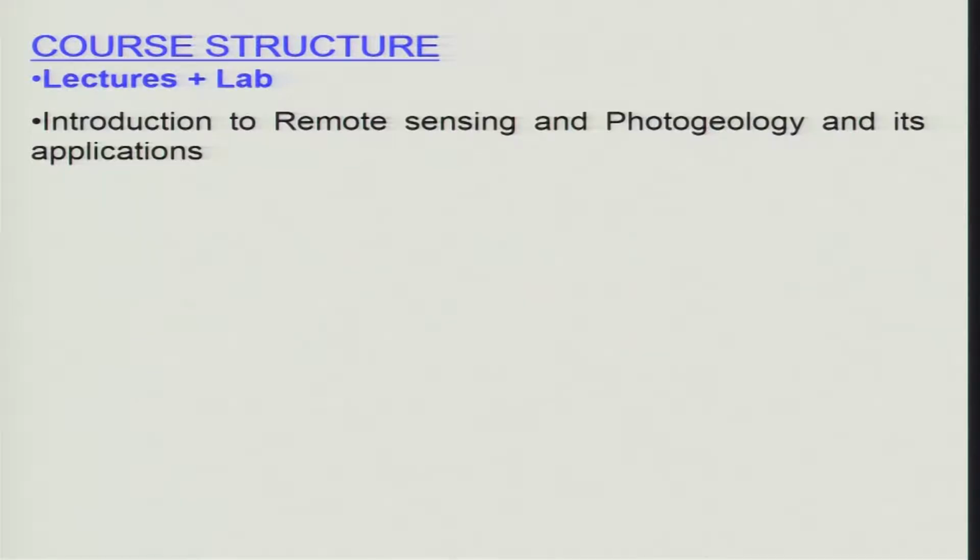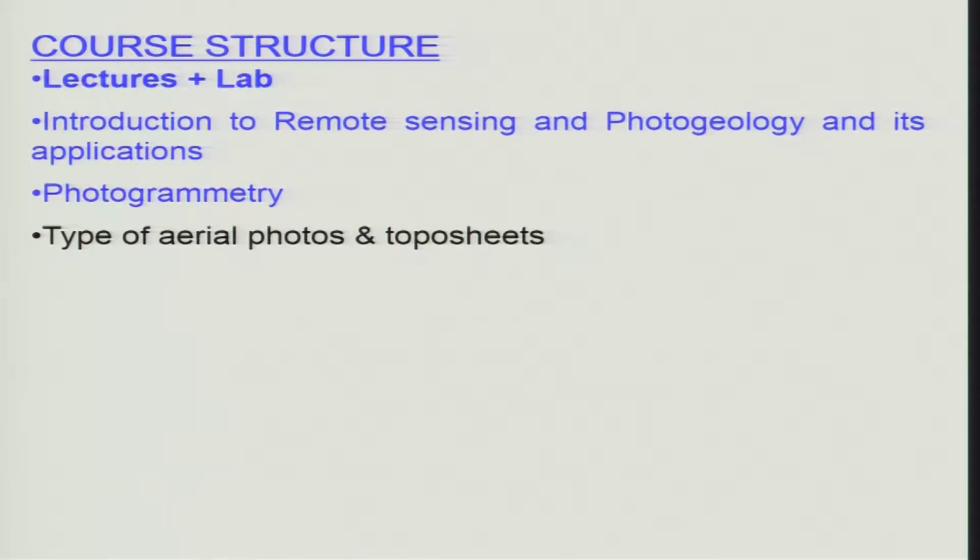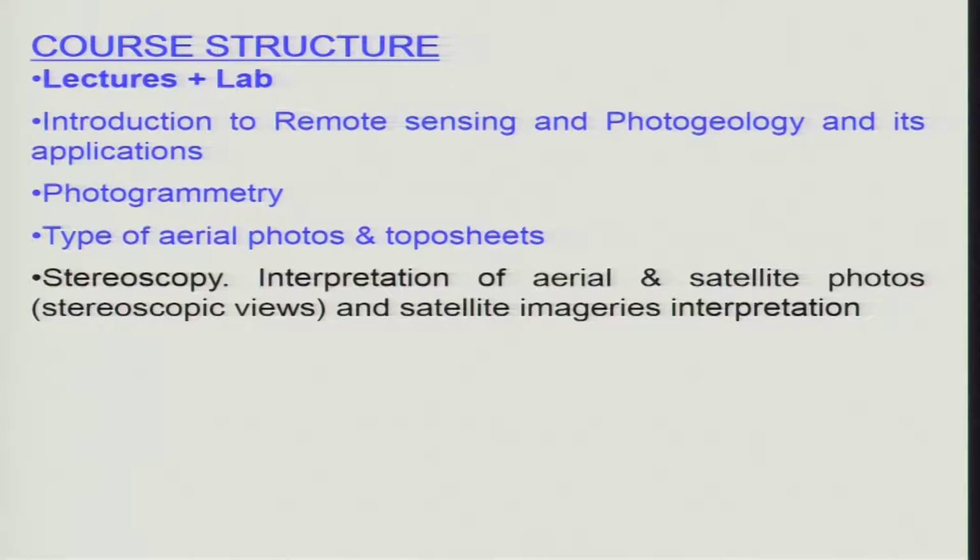So first we will talk about the introduction to remote sensing and photogeology and its applications. Photogrammetry, which is again a very important aspect of this course. Types of aerial photographs and topo sheets, because we usually use the topographic maps also, which can help us in locating several features as well as the location of the area. Nevertheless, we now have very high resolution Google Earth images, but of course the photographs which we are going to use are mainly in a stereoscopic view.